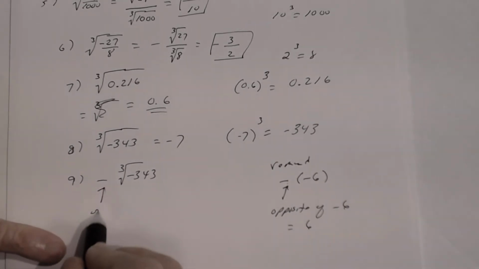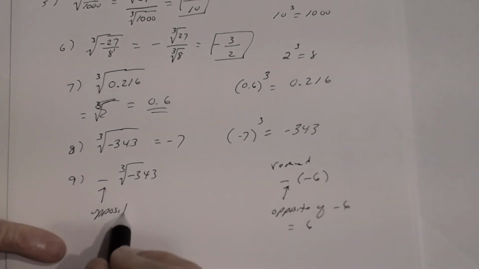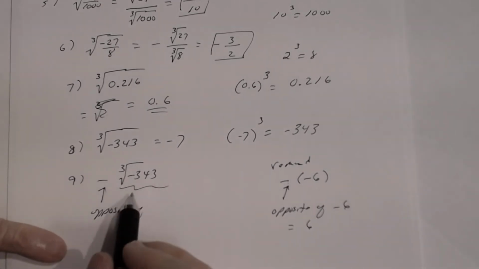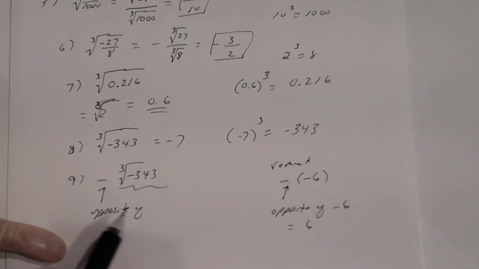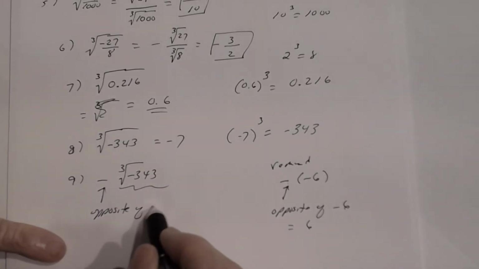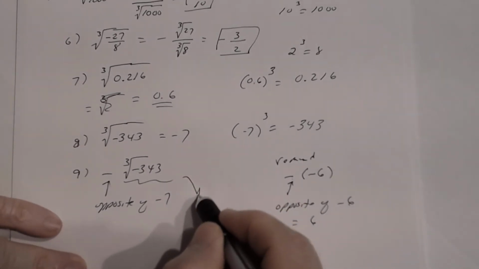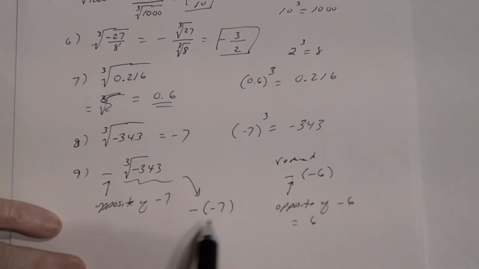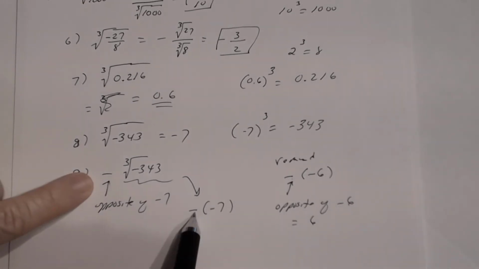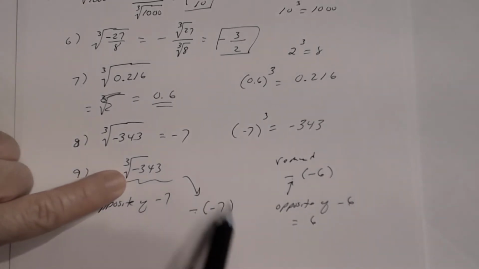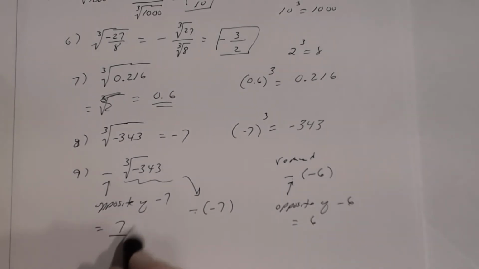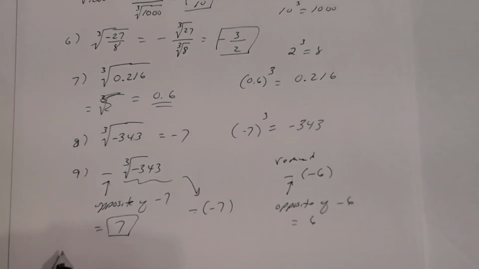I can read this as the opposite of the square root of negative 343. I'm sorry, the cube root. The cube root of negative 343, which I already found, so that's the opposite of negative 7. And what's the opposite of negative 7? Remember what this means is this. It means this, right? So the opposite of, and that's, we found already, negative 7, and so the answer is just 7.